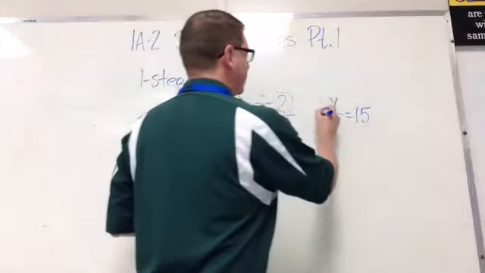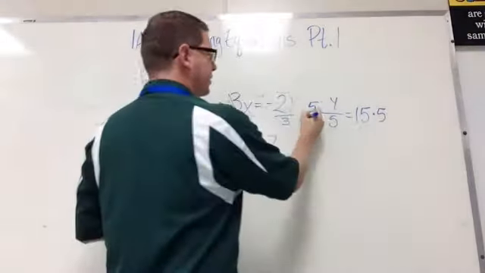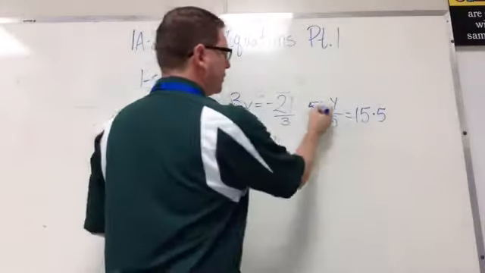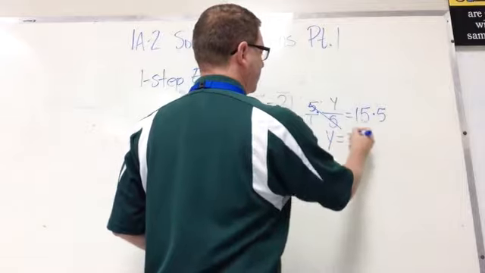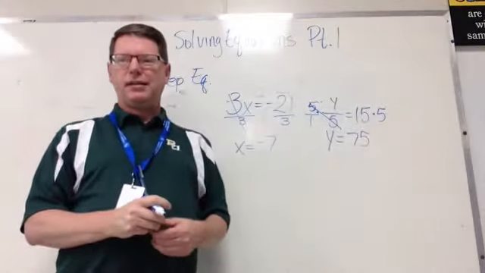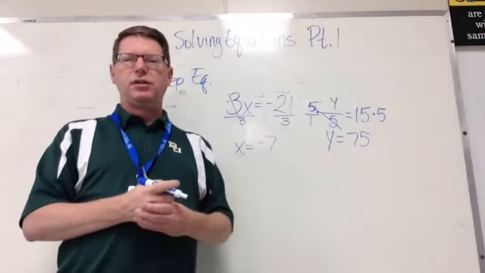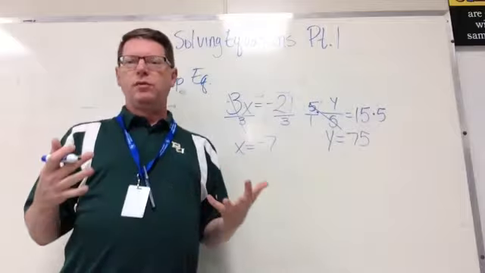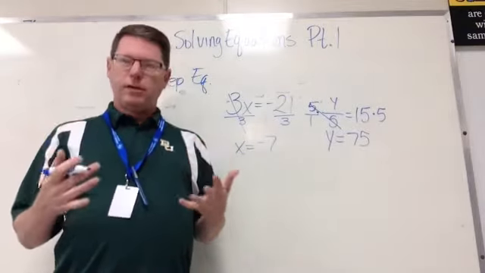And if I multiply both sides by 5, this actually is multiplying by 5 over 1. Those 5's cancel out during the multiplication process. So I'm left with y equals 75, because 15 times 5 is 75. Now I'm pretty positive that you can solve one-step equations with addition and subtraction, so now we're going to move on to solving two-step equations.